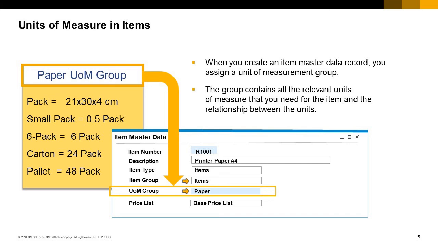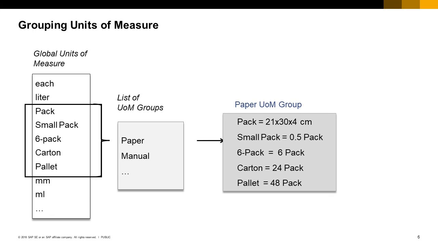We saw that a UOM group contains a set of relevant units of measurement. Let us take a step back to see how they are made. There is a table with a list of all possible units of measure. This is the global UOM. We see this list on the left of the graphic.